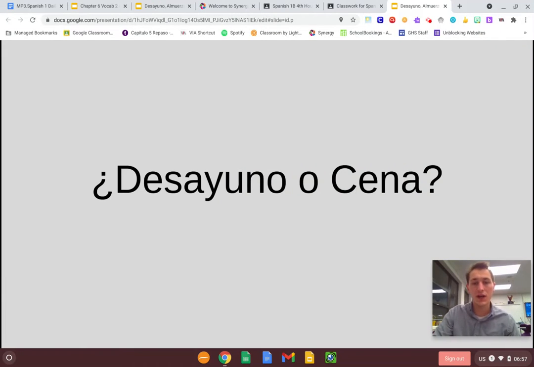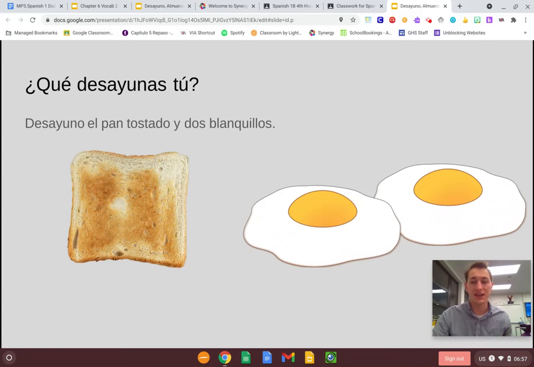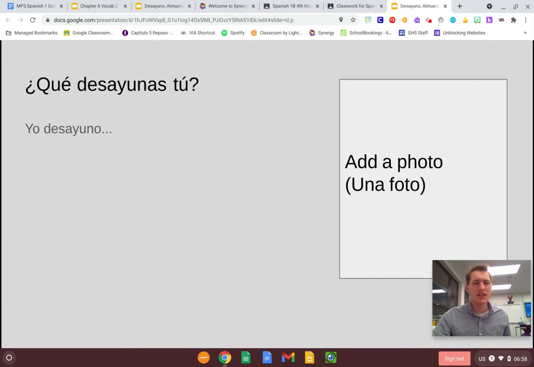Hoy vamos a hablar del desayuno, el almuerzo y la cena. ¿Qué desayunas tú? This is a question that you might be asked someday. What do you eat for breakfast? Desayuno el pan tostado con dos blanquillos. ¿Qué desayunas tú? Now I'm asking you, and you're going to fill out this slide.